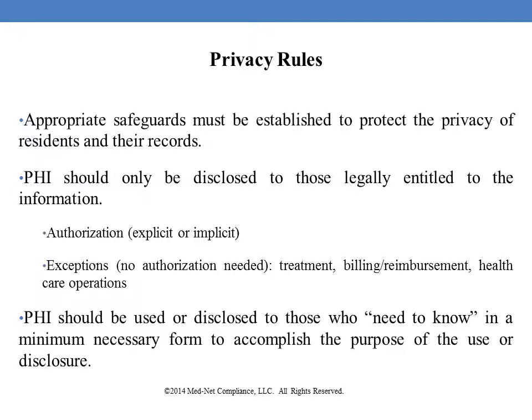PHI may also be used or disclosed as otherwise permitted or required by law. Sometimes authorization is not needed. We do not need authorization for three things. Billing. We do not need the resident to give us authorization to bill or receive reimbursement for items or services that we provide. Treatment. We do not need the resident to give us authorization to share the information with coworkers or other healthcare providers and suppliers who help us treat the resident.